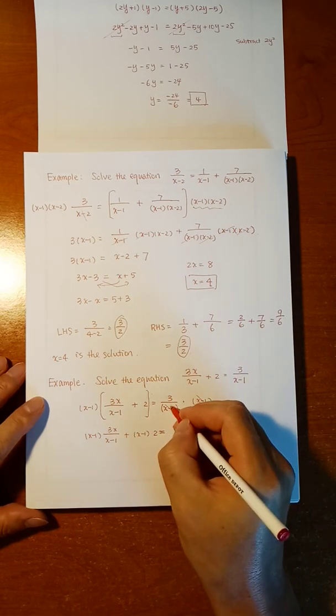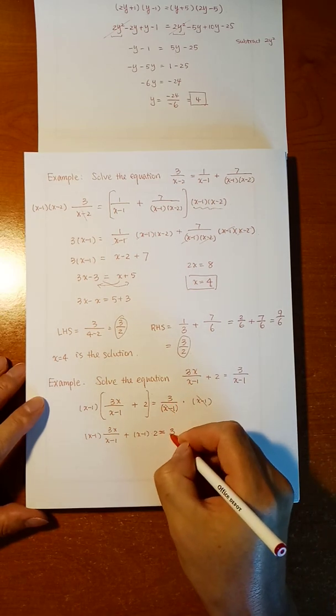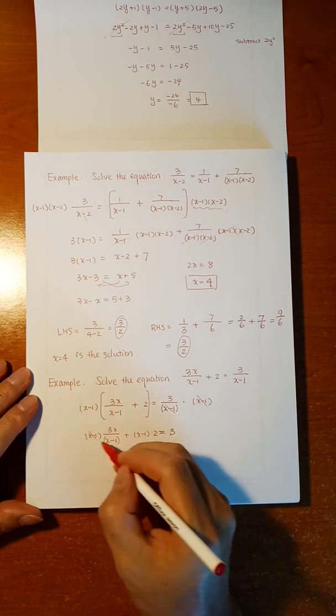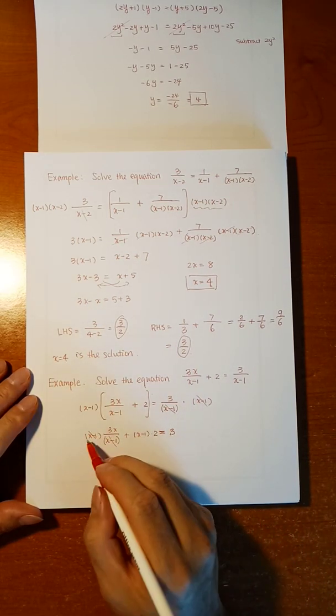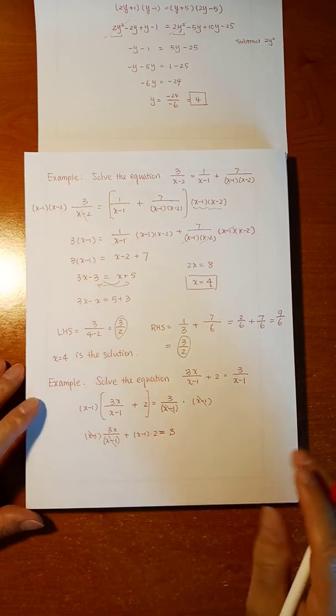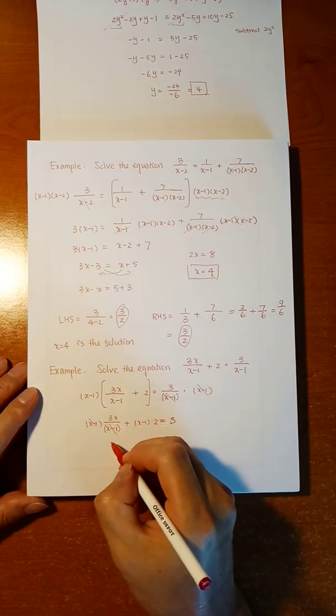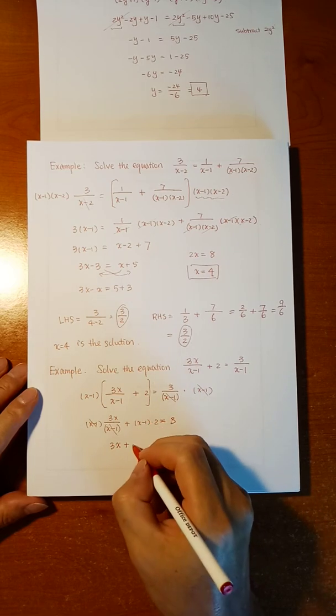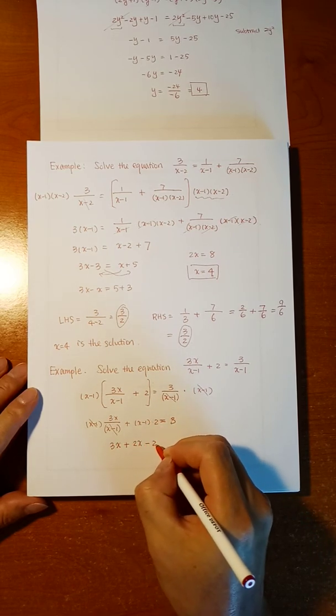After you cancel this, the denominator becomes 1. 3 over 1 is 3. And here is a similar thing. You cancel x minus 1 from the factor and the denominator. So it becomes 3x. And this 2 times (x minus 1) is 2x minus 2.